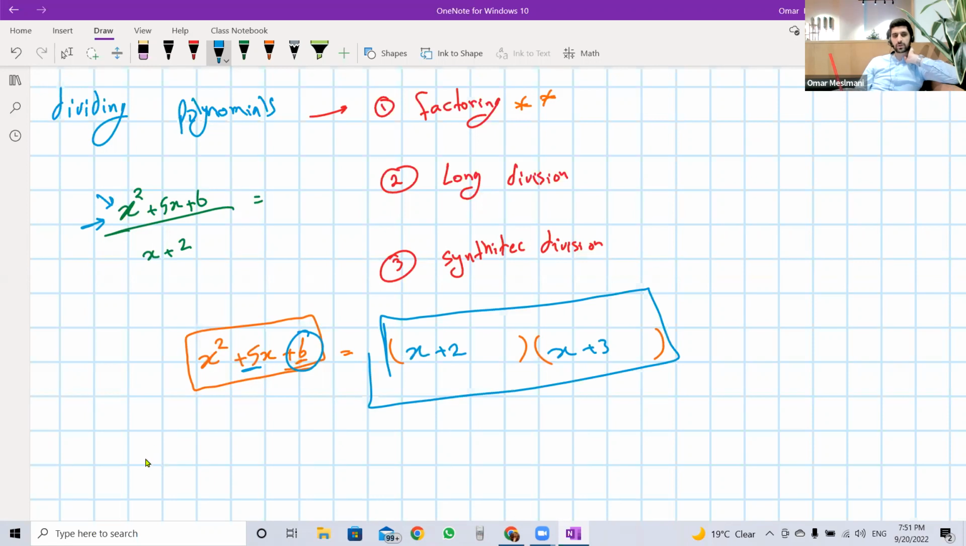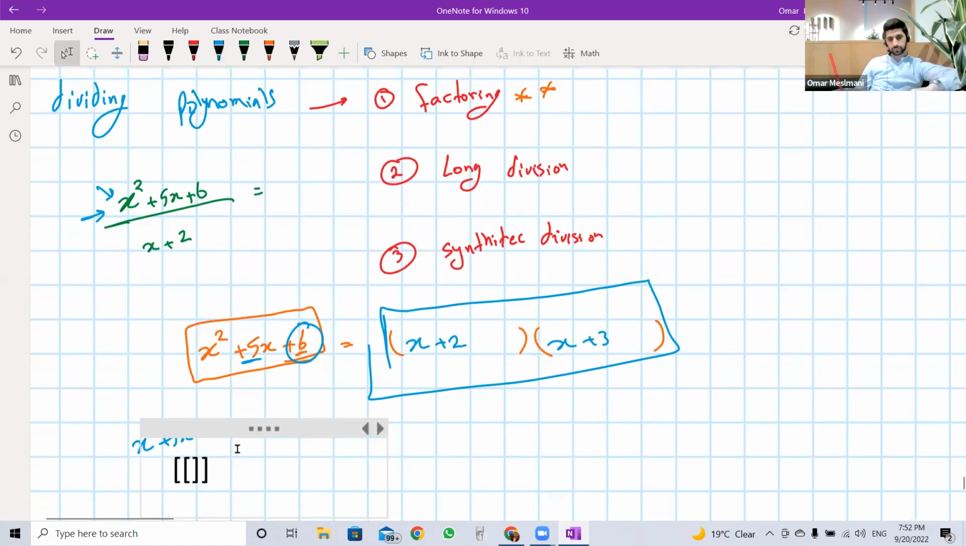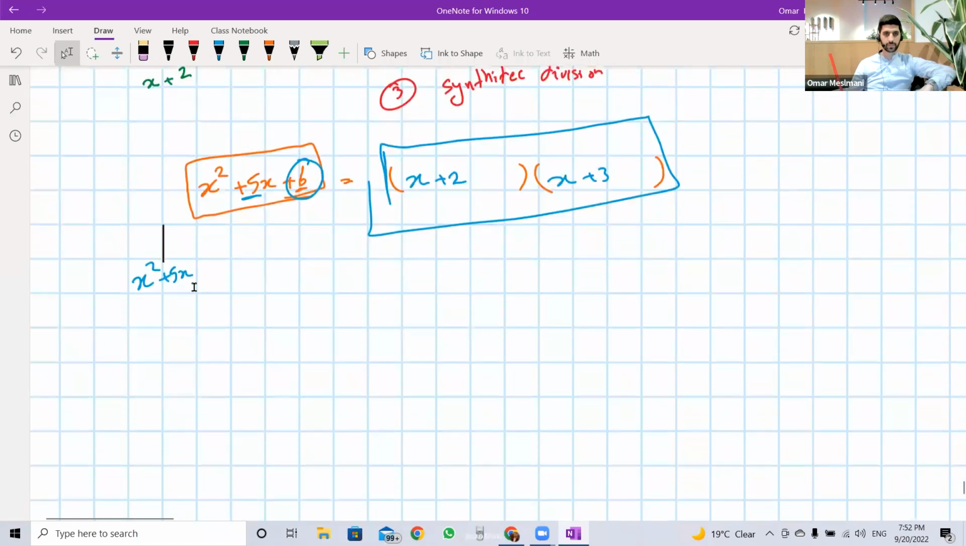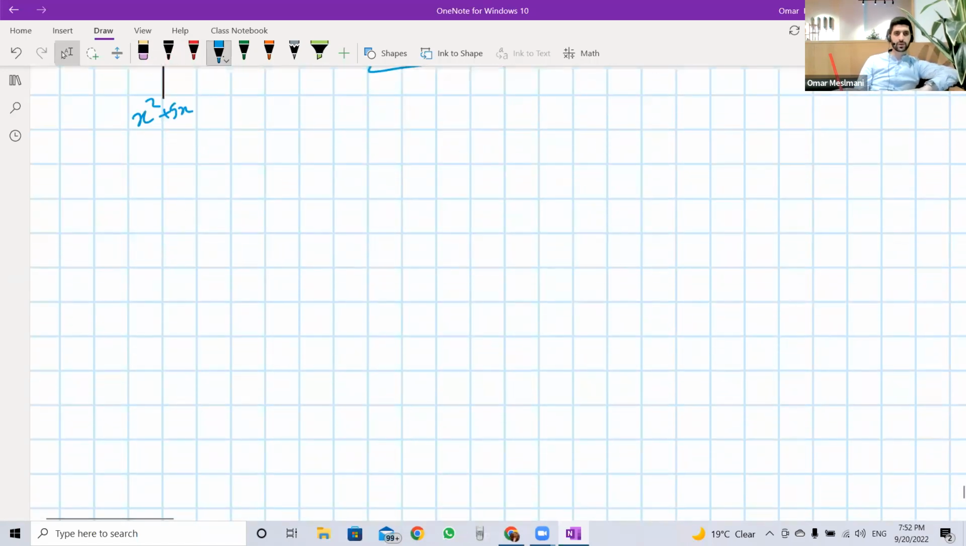So it is going to be x squared plus 5x. Sorry for this. I'm just using. I'm still no problem. Yes, so sorry. So now I have x squared plus 5x plus 6, all over x plus 2.